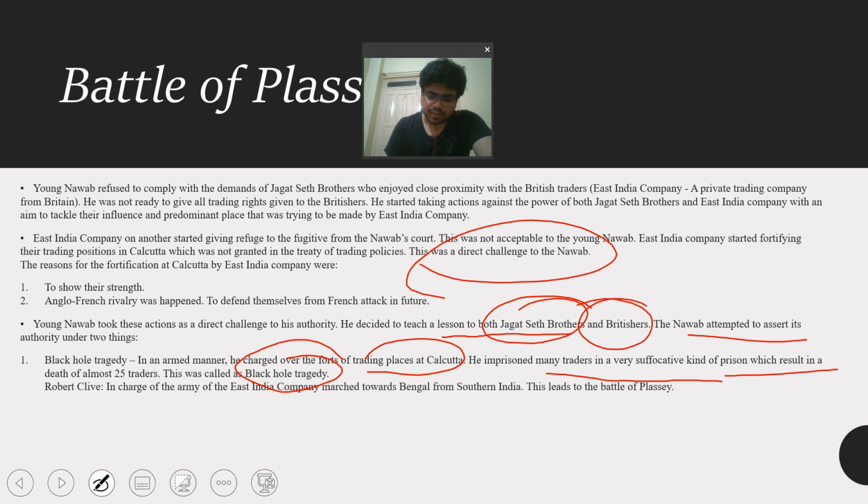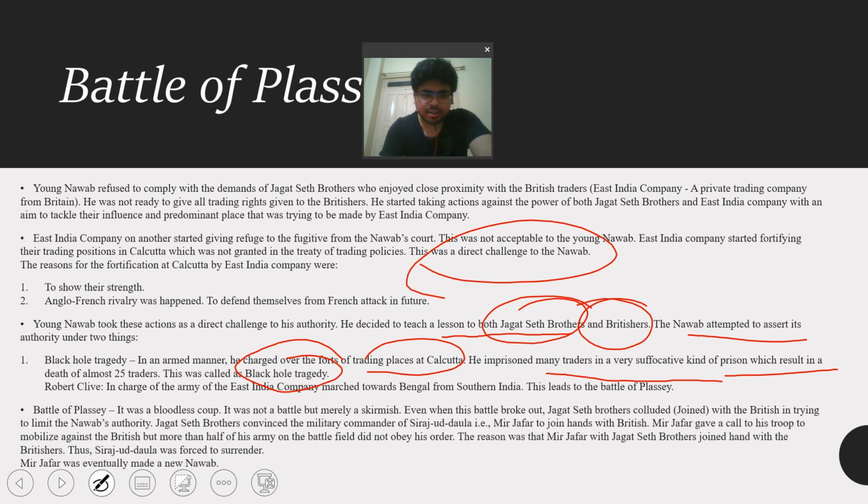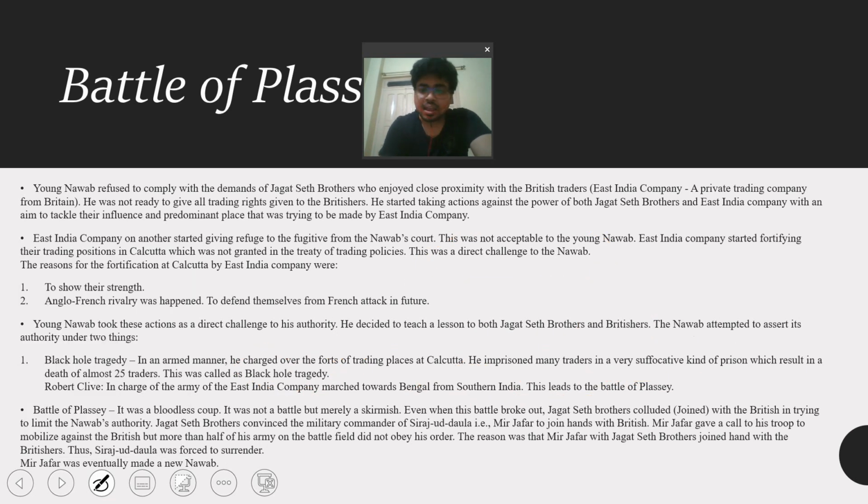So Robert Clive, in charge of the army of the East India Company at the time, marched toward Bengal from southern India. This led to the Battle of Palasi as a reaction to the Black Hole Tragedy. The Battle of Palasi took place. It was a bloodless coup. Why is it a bloodless coup? We will see that it was not fought at all.